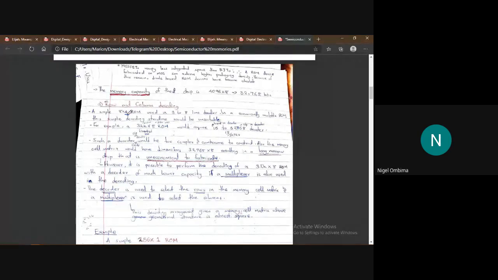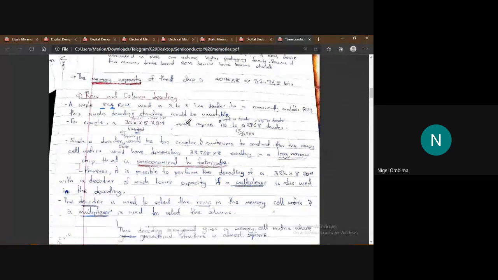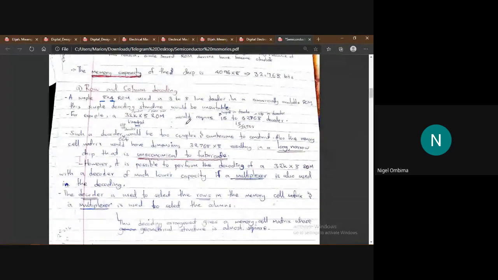Let's take an example. A simple 8x4 ROM uses a 3 to 8 line decoder. The 4 represents the data being stored in the ROM, and the 8 represents the address where each bit is stored. So 4-bit data is stored in each of the 8 memory locations, and it uses a decoder to select those address lines.